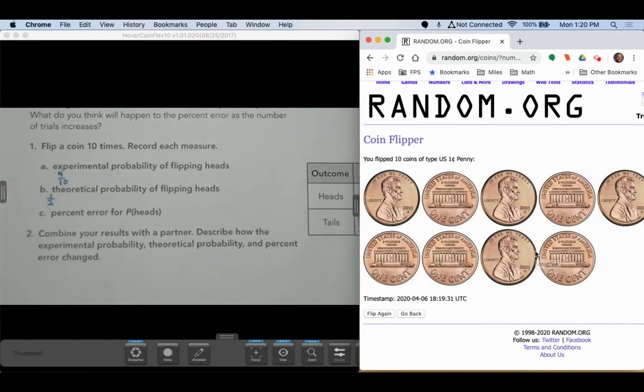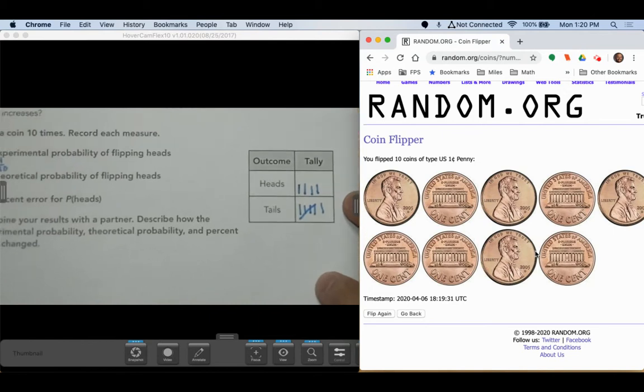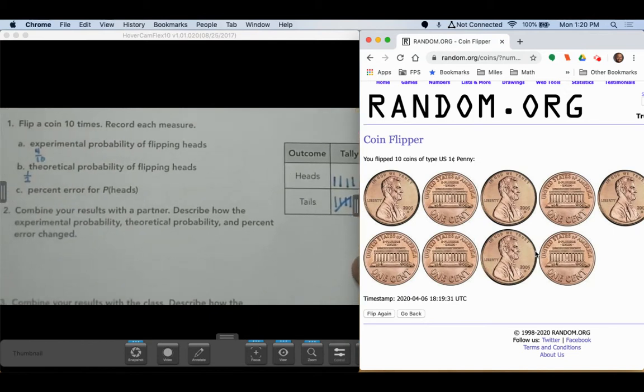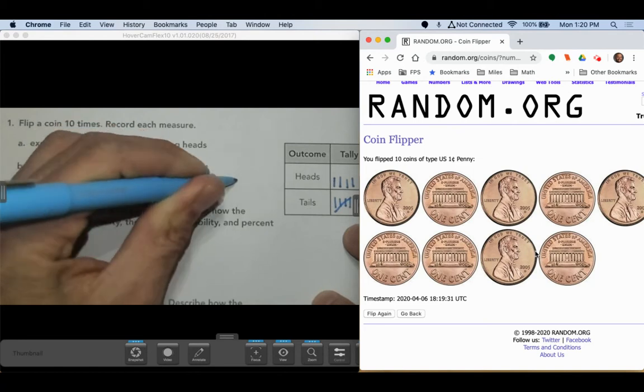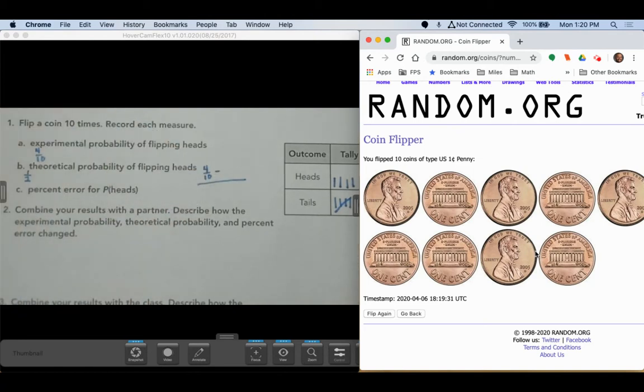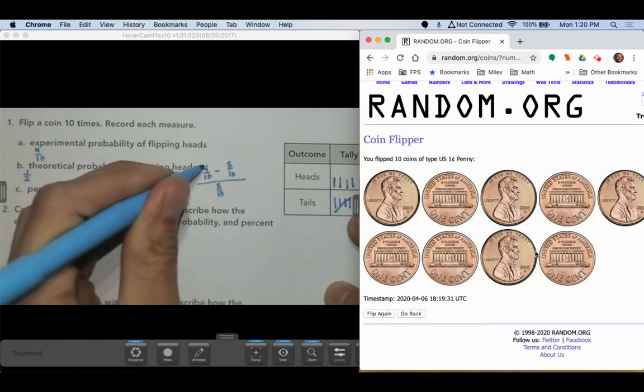And so the percent error then. I've got my tally marks, and if I remember correctly from earlier today, I need to take the experimental probability, which is 4/10. I'm going to subtract the theoretical probability, so I'm going to subtract 5/10. I'm going to put that whole thing over 5/10.